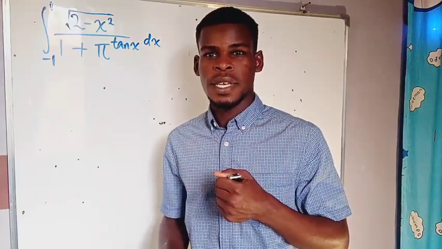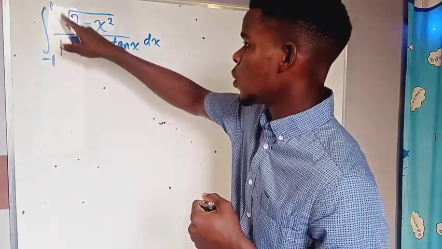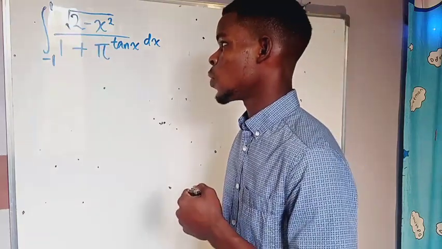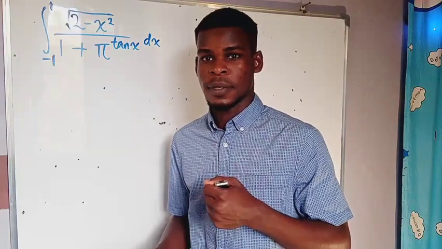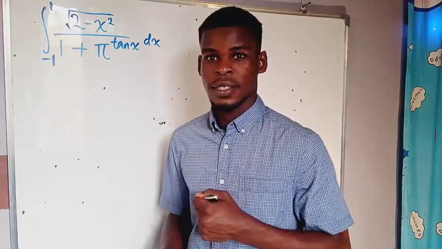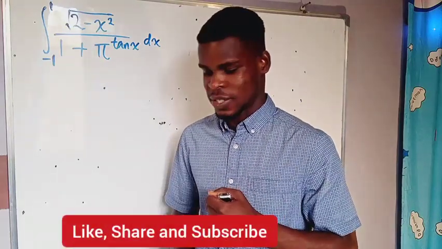In this video, we want to find the integral from -1 to 1 of the square root of 2 minus x squared divided by 1 plus pi raised to the power of tangent of x. Wow, look at this. Maybe you can pause the video and try this first.